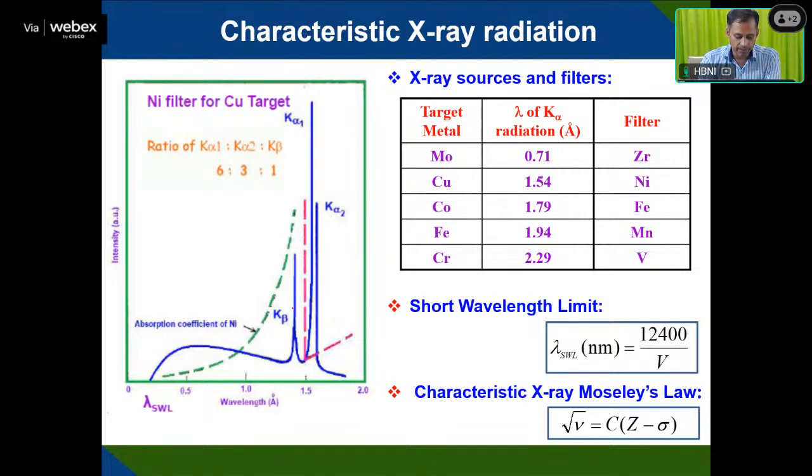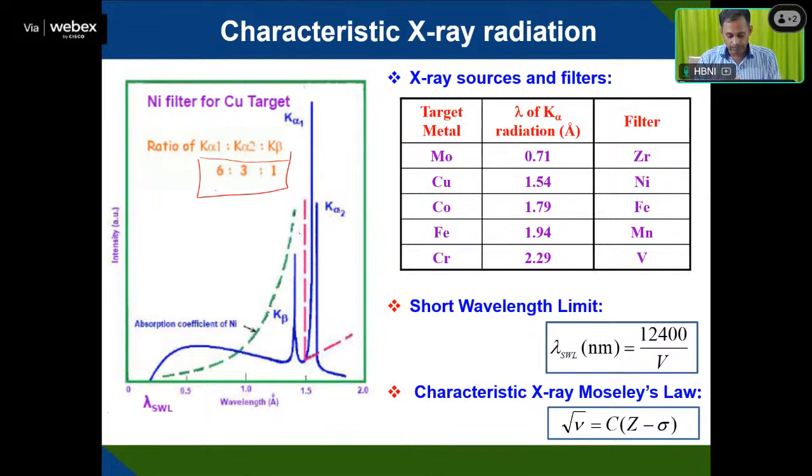You can see here you have K alpha 1 and K alpha 2, and K alpha 1 is highly intense. The ratio of K alpha 1, K alpha 2, to K beta is 6:3:1. You can see that is K beta. You can see here this K beta is there.